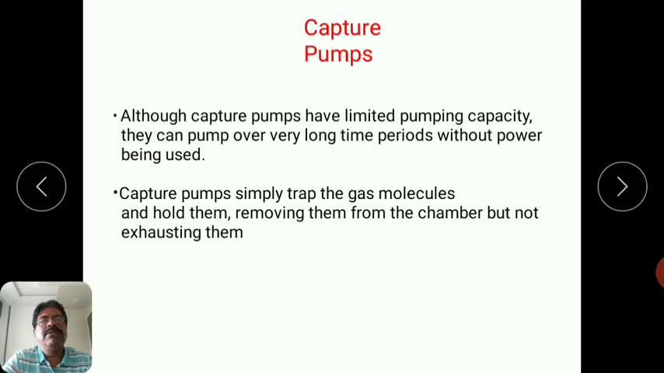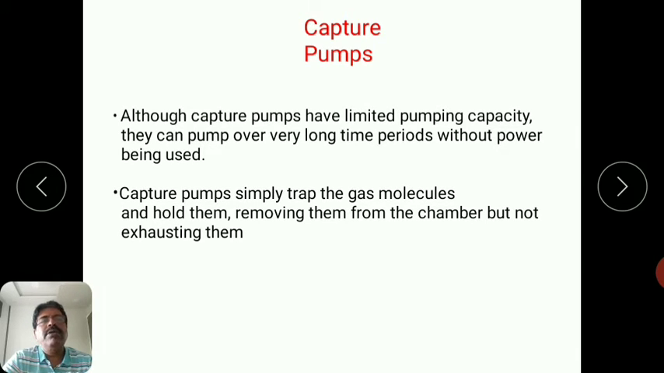That means here, once the chemical process starts, for example in the titanium sublimation pump, once the titanium is sublimated and deposited as a thin film on the surface of the walls, the gas molecules will further continue to react with the surface getter, that means titanium, forming different chemical compounds. So the process continues. It's a chemical process, so there is no further utilization of energy. That is the beauty of this particular technique of capture pump.